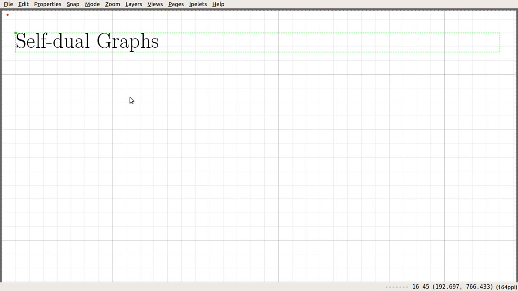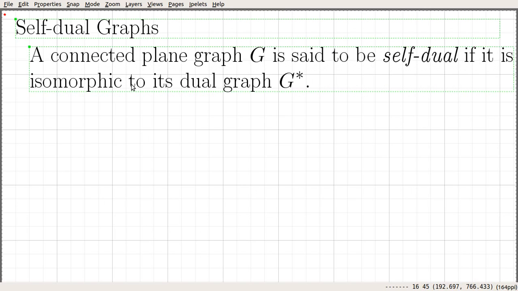Okay, in this video we are going to talk about self-dual graphs. So we will discuss the definition of self-dual graphs and we will see one or two examples of self-dual graphs. Okay, so let me start with the definition of self-dual graphs.